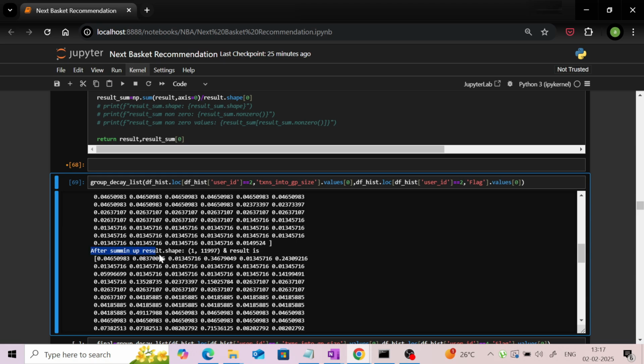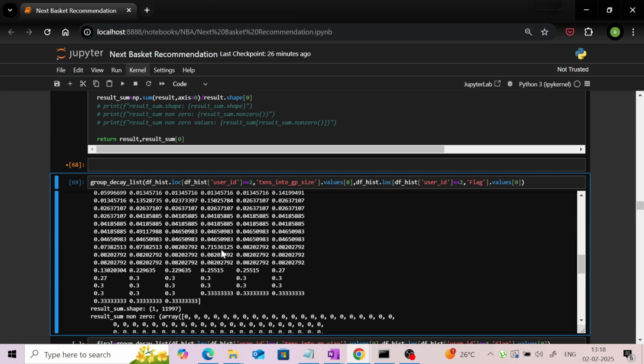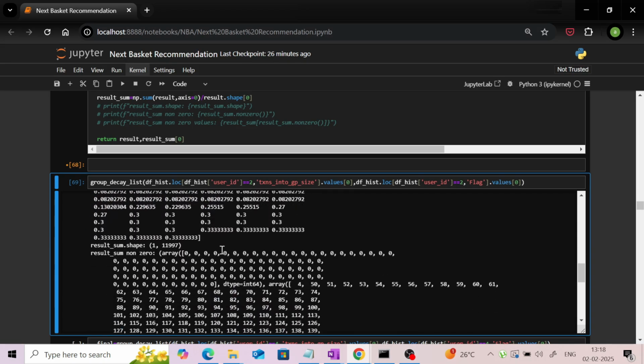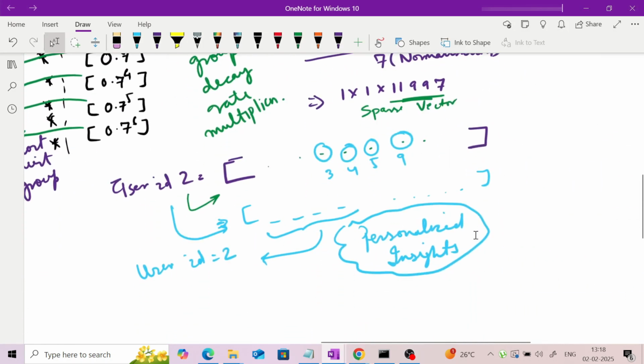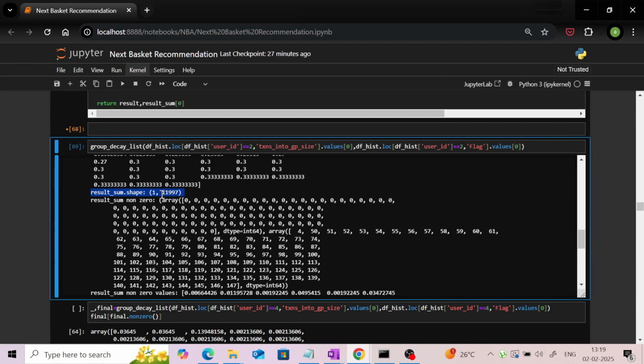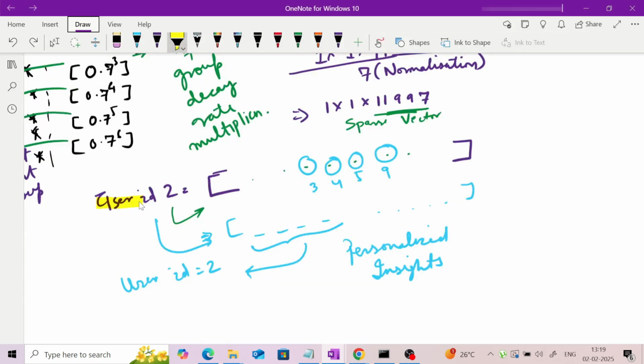And after multiplication, we'll be summing it up. After summing up, the result is 1 by 11,997. And once we have summed it up, this is the final profile, or the final purchasing profile, for user ID 2. That is the thing that I was just talking about. The final profile for user ID 2 is 1 by 11,997.